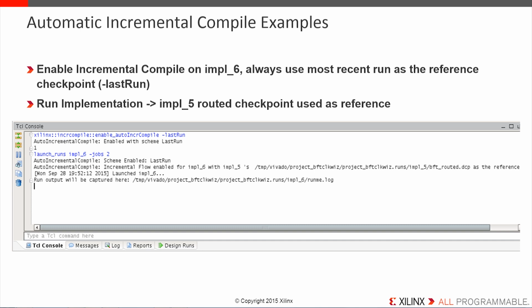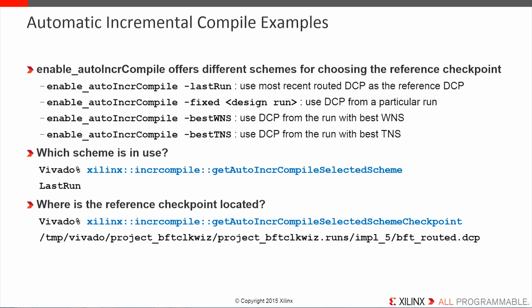option to choose the last run scheme, which means use the most recent compile run as a reference for the incremental compile run. In this project, impl_5 is the most recently completed run, so it will be used as the reference. To run the flow, we launch the implementation run, which can be as simple as clicking the Run Implementation button.